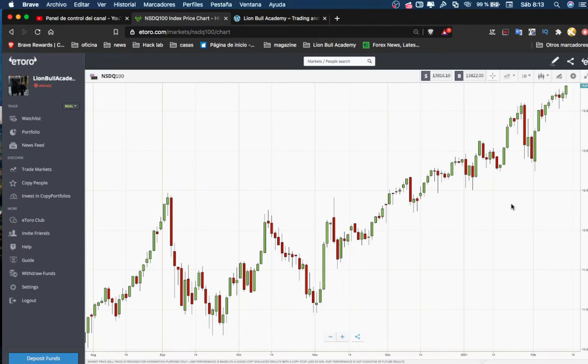Now, second one, what is this chart? The chart is just a visual representation of the movement of the price of an instrument in a determinate time. That's what it is. It shows us how the price moved in the past and in the actual moment. What is the chart used for?